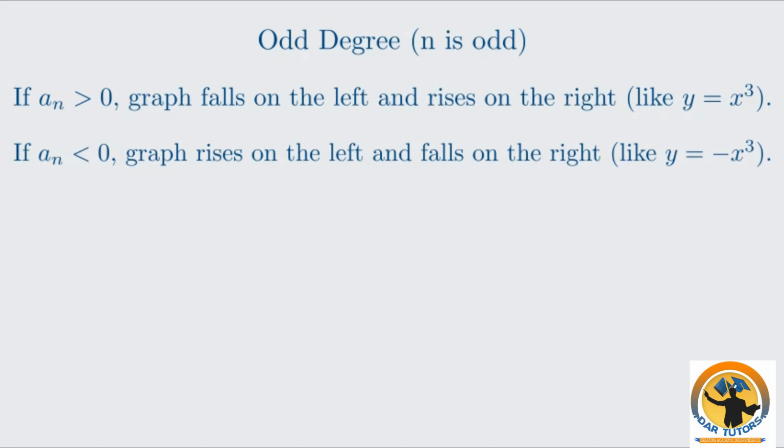This opposite end behavior for odd degree polynomials has a very important consequence. It guarantees that the graph must cross the x-axis at least once. This means every real polynomial of odd degree must have at least one real zero.